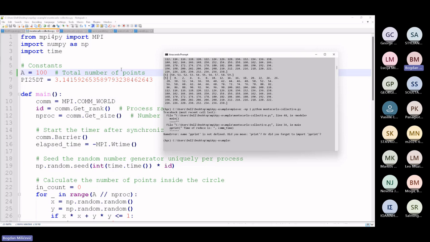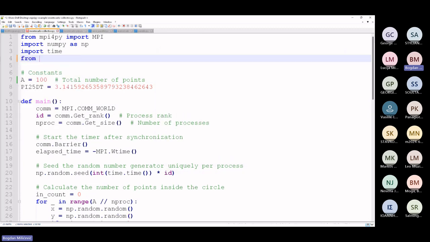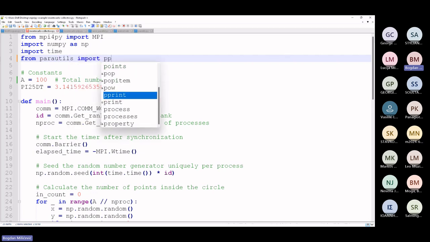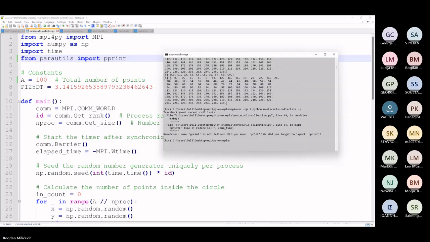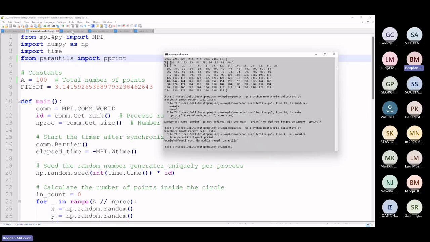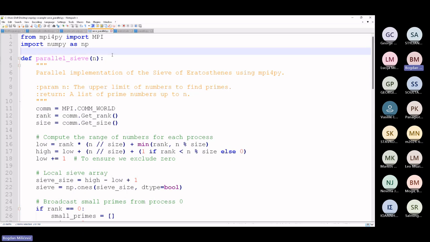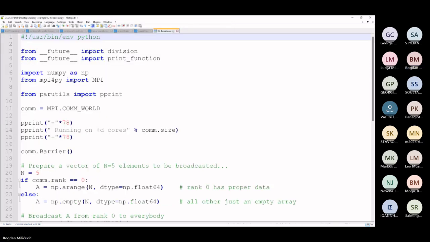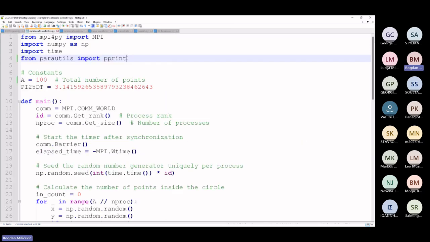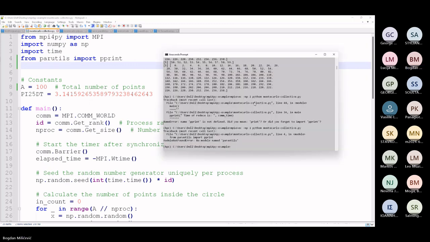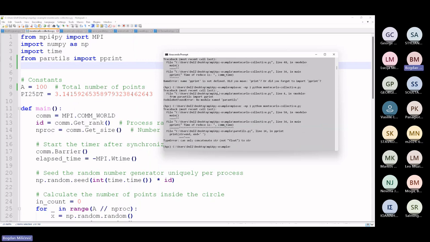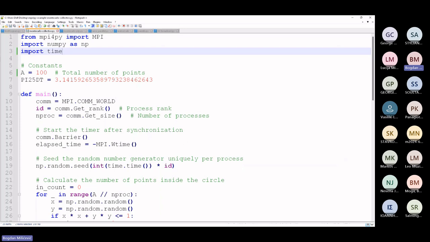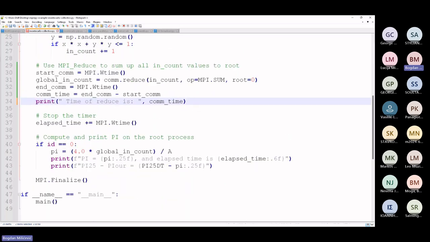Oh, we have some kind of error. pprint is not defined. Oh, because pprint is in parautils function module. So from parautils import pprint. Let's try now. Now it says no module. Let me check. Or maybe these are in a different location. Okay. Let's use a regular print function not to lose any time here. So print, but only print if rank is 0.